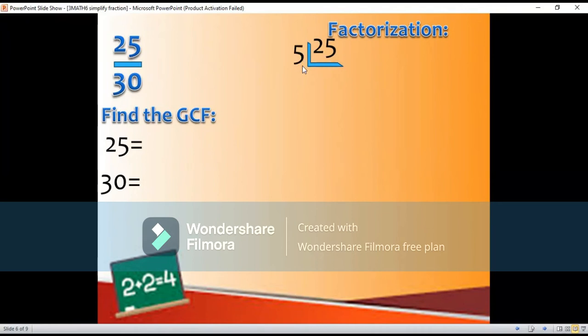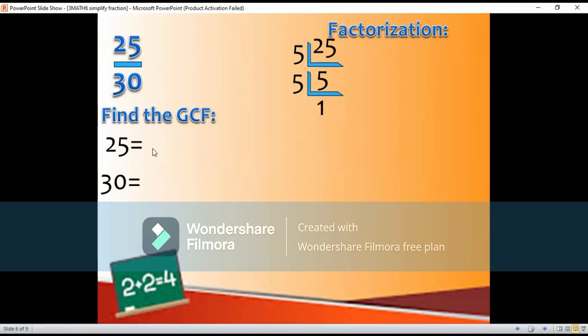25 divided by 5 is 5. So 5. Now let us also divide the 5. 5 is a prime number already. So let us now divide by 5. 5 divided by 5, 1. So it's done because the answer is 1.